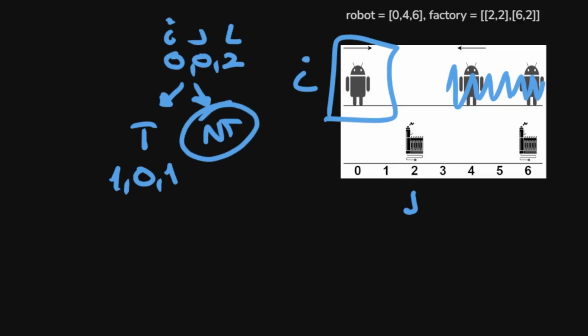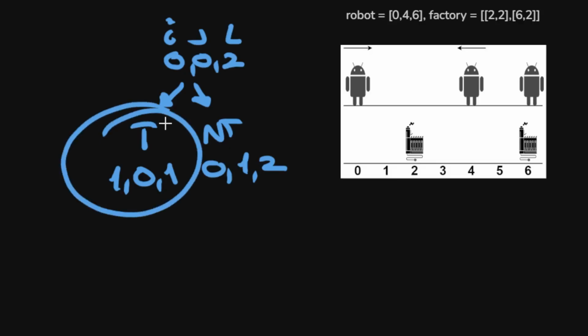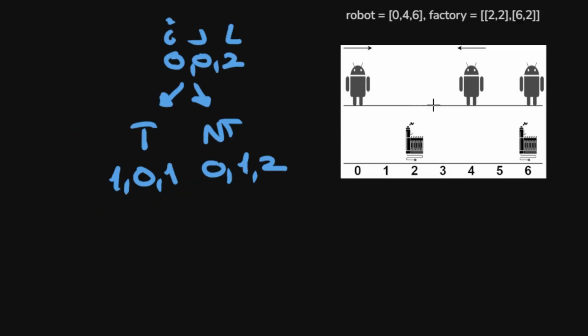Now, if we decide to not take this factory, the robot stays the same because we still have to repair this, so i is 0. And we are moving to the next factory, so j is 1 and the new limit corresponds to the limit of the new factory, in this case 2. Next, if we are looking at this scenario, we are looking at this robot, factory at index 0, meaning this one, and the limit is 1, meaning the limit of this factory right now is 1.